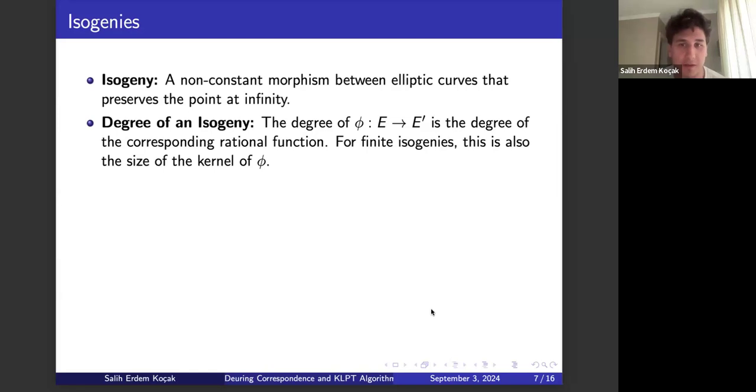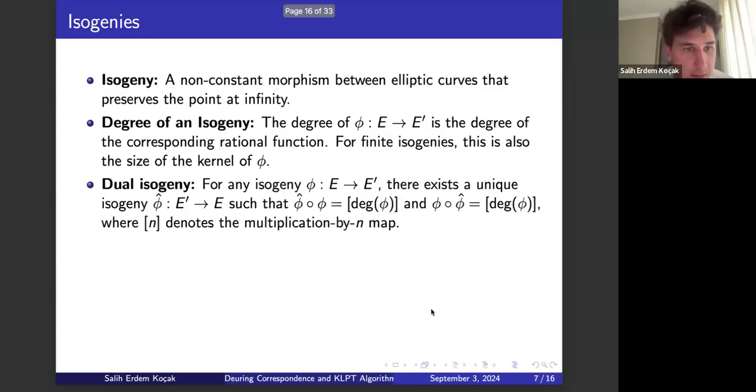But for finite isogenies, which is the general case for us, the degree of the isogeny will be the size of the kernel of phi, the kernel of the isogeny.